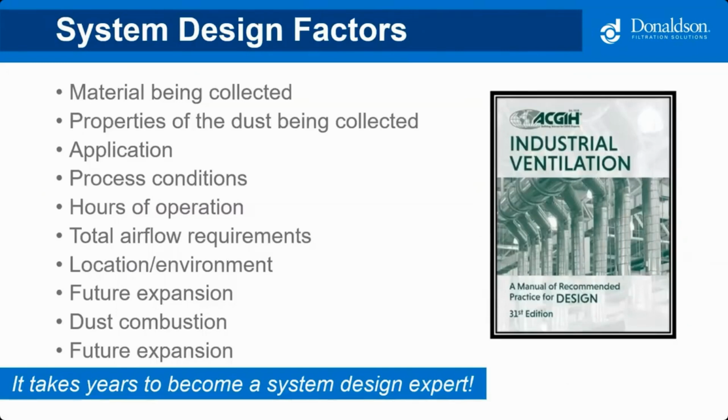When we design a system, there are a lot of factors to be considered. The publication here is the Industrial Ventilation Guide, which is an indispensable resource for proper system design. The vent manual is written by the American Conference of Governmental Industrial Hygienists, or the ACGIH. It is a nonprofit scientific organization that advances occupational and environmental health. We offer multiple courses throughout the year on system design using the vent guide as a textbook. I've attended multiple courses myself over the years.